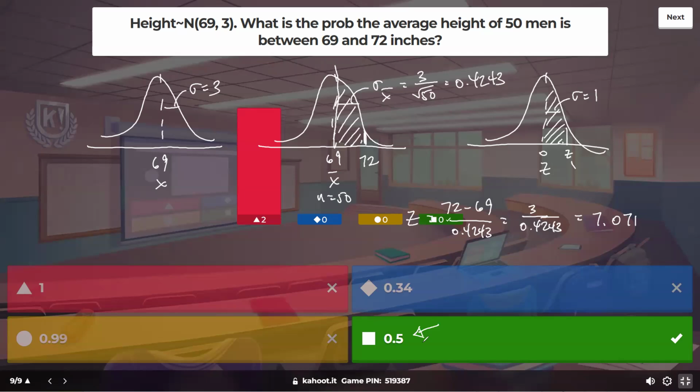How much area is to the left of 0? You also know what that is. Half. If it's centered at 0, then half is to the left of 0, and the other half is to the right of 0. So it's 1 minus a half.